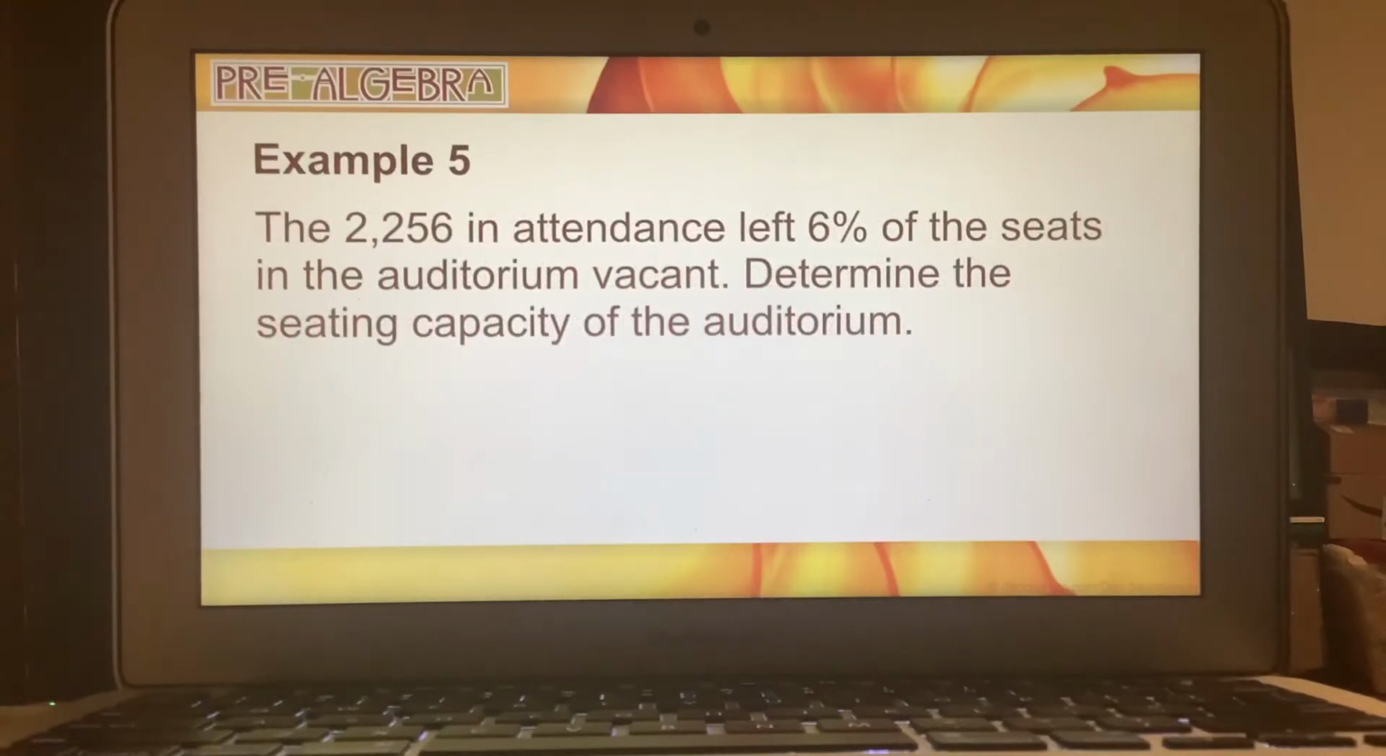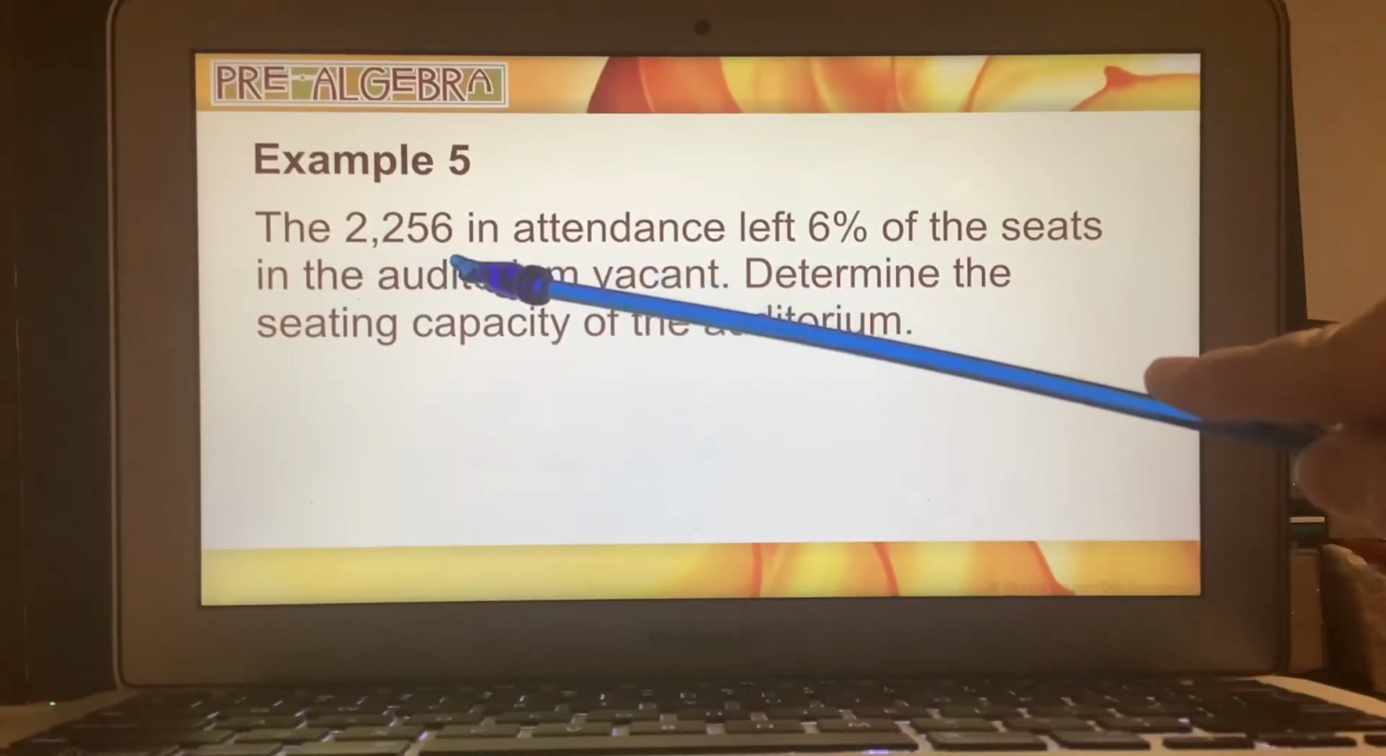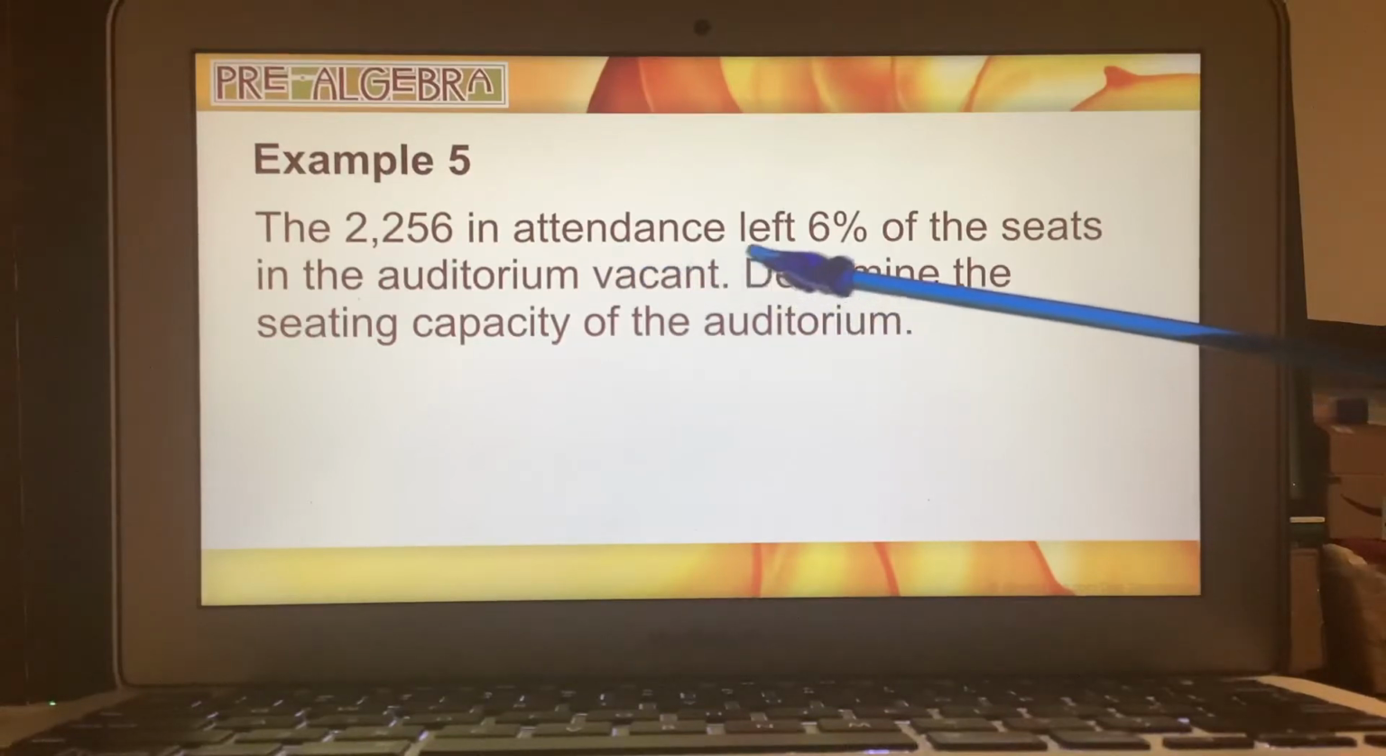Our next example, we have 2,256 in attendance, which left 6% of the seats in the auditorium vacant. Determine the seating capacity of the auditorium. So, if we have 2,256 people sitting in the audience and only 6% of the seats were left empty, we need to find out what is the seating capacity of the auditorium?